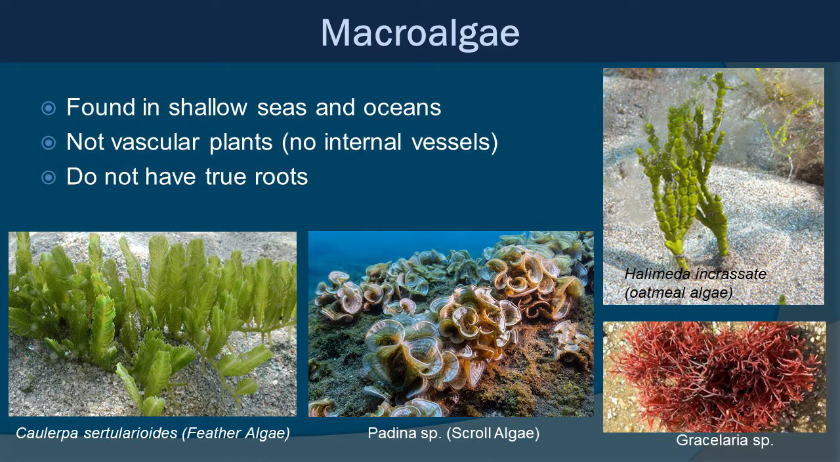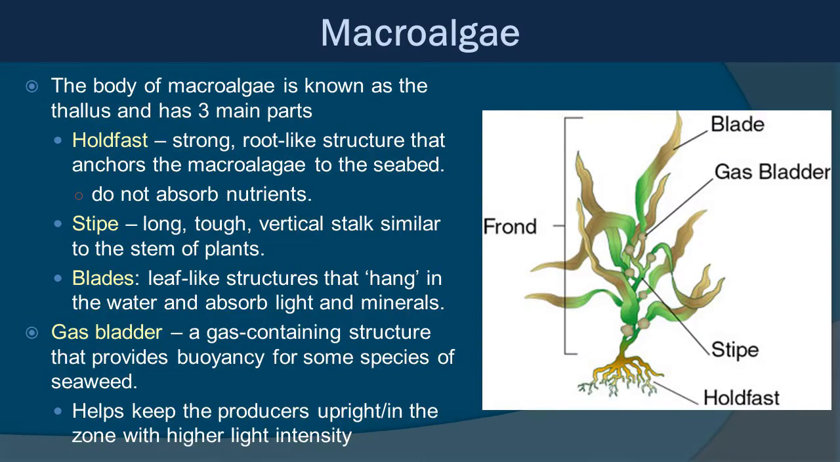Now, as you can see, there's quite a bit of diversity in macroalgae. These are all from the tropical Florida and Caribbean region, and you can find them right out here in our waters. Let's look at the anatomy of a macroalgae. The body of the macroalgae is known as the thallus, and it has three main parts: the holdfast, stipe, and blade. The holdfast is that strong root-like structure that anchors the macroalgae to the seabed.